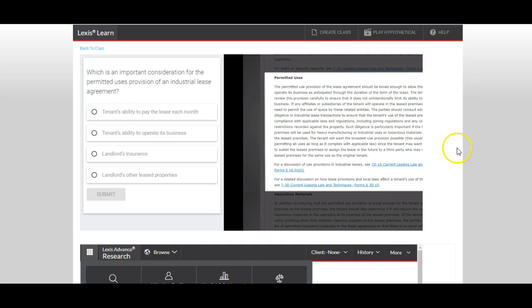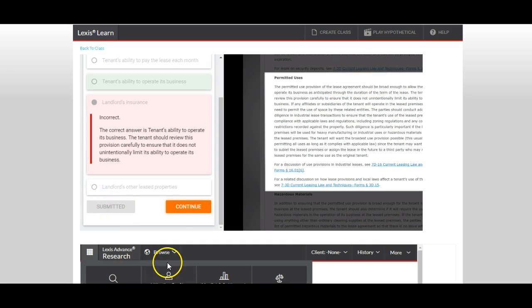So let's just take another guess here. Anybody got a good guess? We've got tenant's ability to pay, operate its business. Which is an important consideration for permitted uses in an industrial lease agreement. Not sure that's what I would guess, but tenant's ability to operate business. Again, this is just what we would learn.